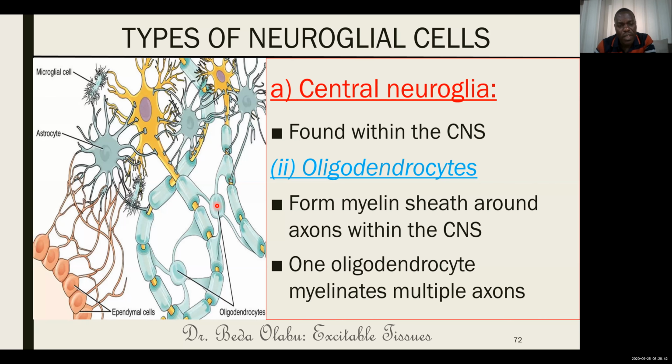So this single cell is wrapping around this axon. It's also wrapping around this axon. That is not to mean that it's the only one that's wrapping around that axon anyway. We can see that a single axon is also being myelinated by multiple oligodendrocytes. But the point I want to highlight here is that a single cell can wrap around multiple axons within the central nervous system. That will be a bit different from what you're going to see for the peripheral nervous system.